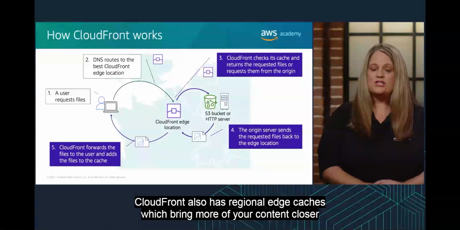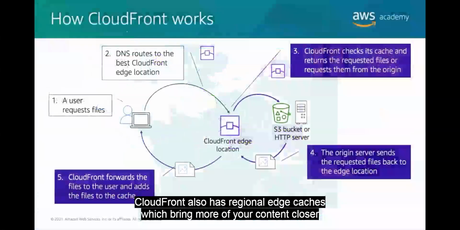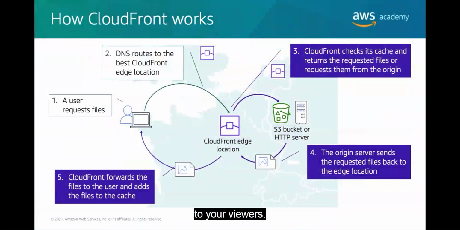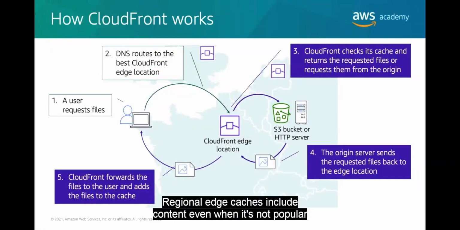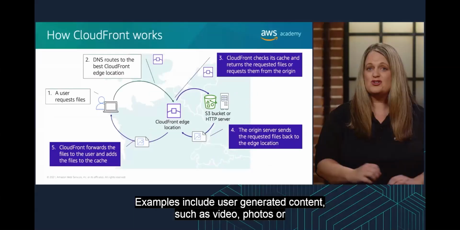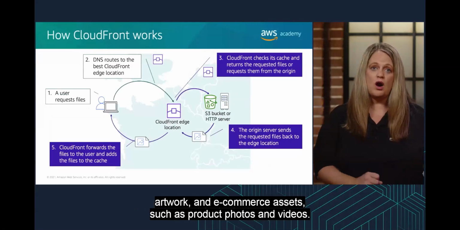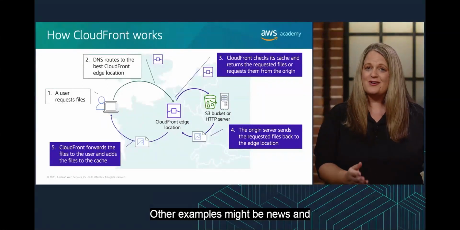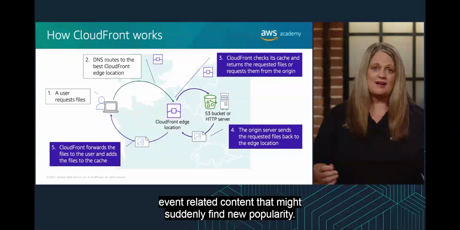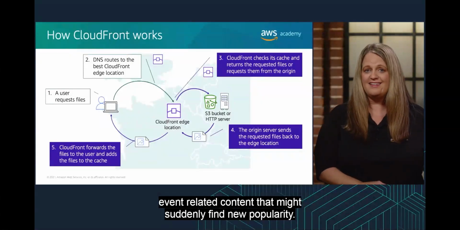CloudFront also has regional edge caches, which bring more of your content closer to your viewers. Regional edge caches include content even when it's not popular enough to stay at a POP, to help improve performance. Regional edge caches help with all types of content, particularly content that tends to become less popular over time. Examples include user-generated content, such as video, photos, or artwork, and e-commerce assets, such as product photos and videos. Other examples might be news and event-related content that might suddenly find new popularity.